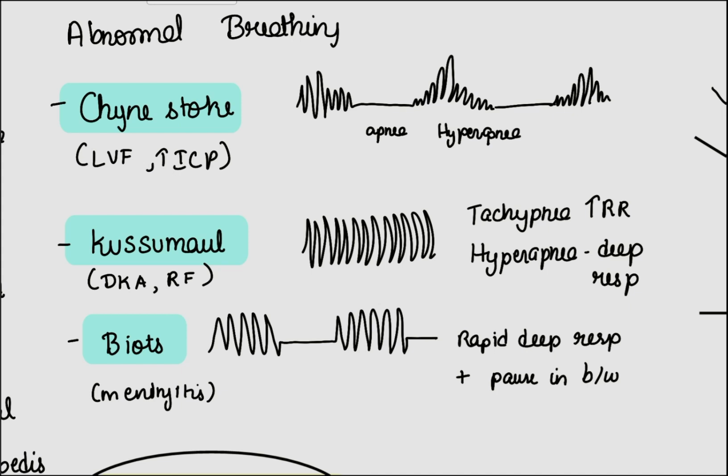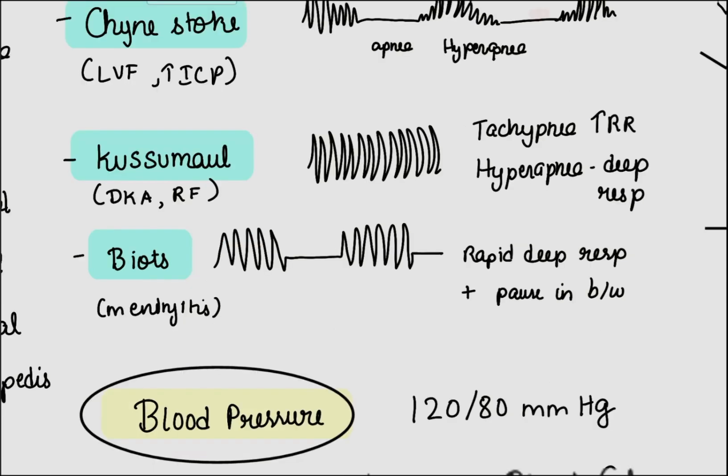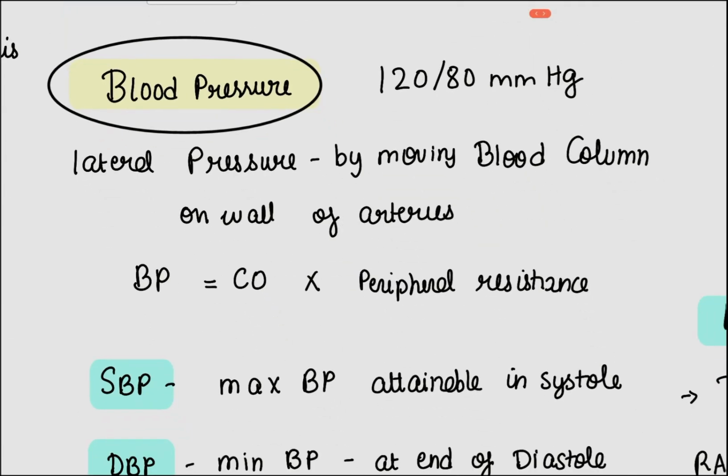Next, Biot's breathing. Biot's breathing is seen in meningitis. The main feature is rapid deep respiration plus pause in between. Then moving on to the next part, the favorite question again, the blood pressure.